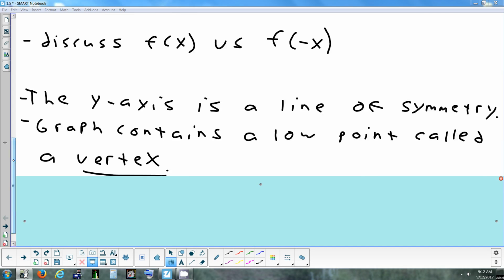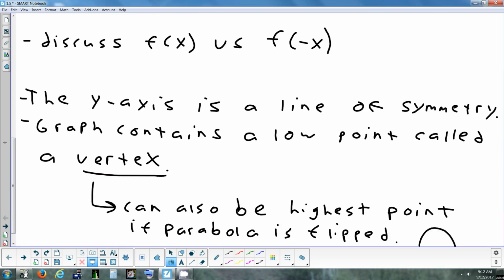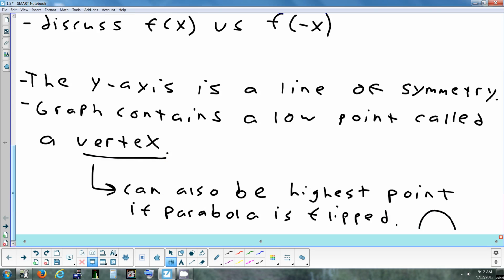All right. So in a parabola, the low point is called a vertex. The vertex can also be the high point if you take the parabola and flip it, the way I've shown here. And hopefully from what I just did on the calculator, you know how to flip it now. Putting a negative in front will cause it to flip over the x-axis. Putting a negative on the inside causes it to flip over the y-axis. Any questions on the idea of a vertex?